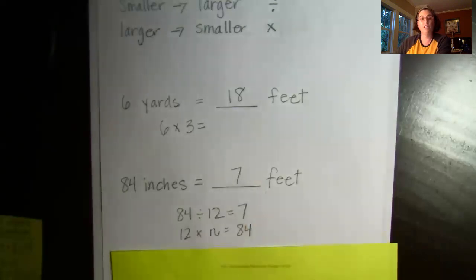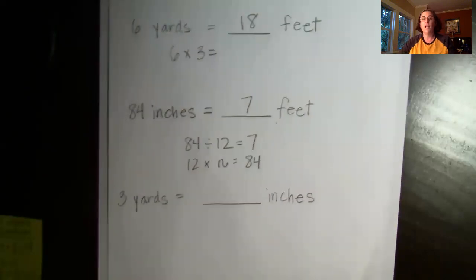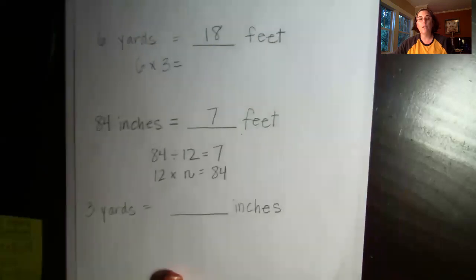So 84 inches equals 7 feet. Very good. All right, on your paper, today I'm gonna have to slide down. We're gonna need a little extra space for this one. You not only have to convert once in some of these problems, but you have to convert it twice.